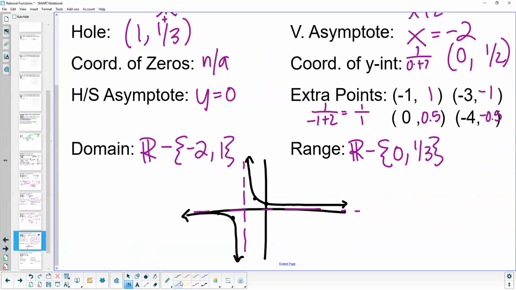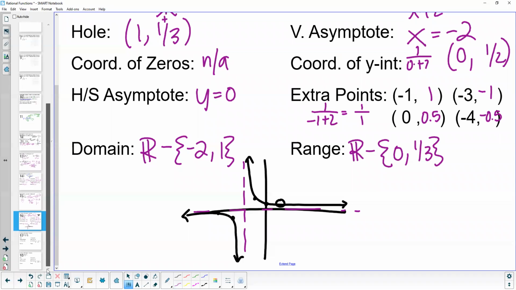Now our last piece is this hole here. At our hole spot, (1, 1/3), we want to put an open dot there, just saying that the function doesn't actually exist here, but it comes as close as it can to that point, and then it goes as far away as it can from that point. So that's kind of how we want to figure that out there.